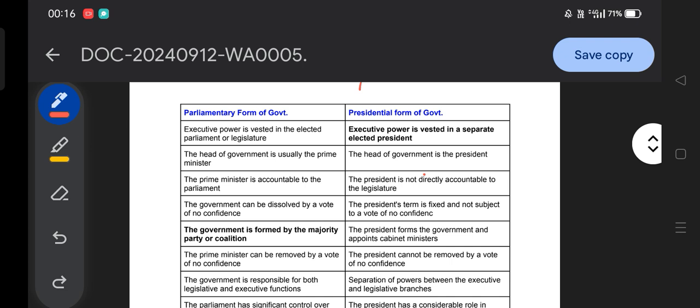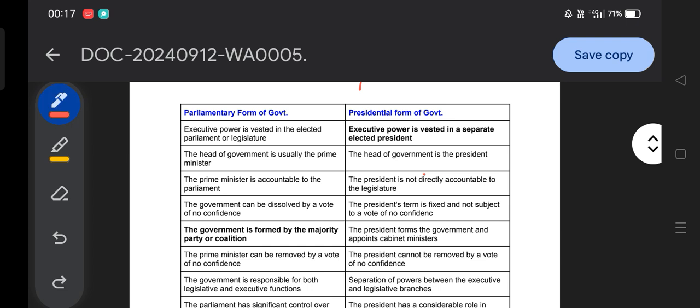Then the prime minister is accountable to parliament. Sir, why? As I have told you, the executive comes out of the legislature. That's why the prime minister is primarily accountable to parliament, because from the parliament the body of the executive is formed. Getting my point? Very nice.